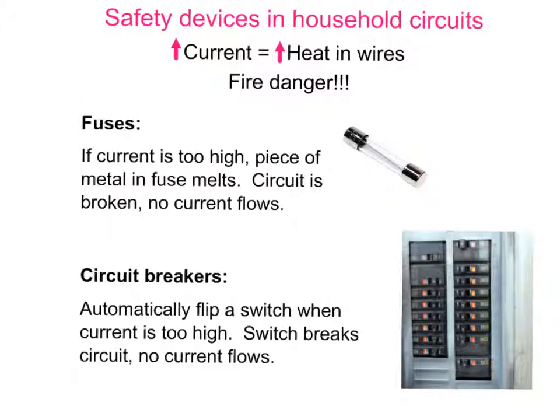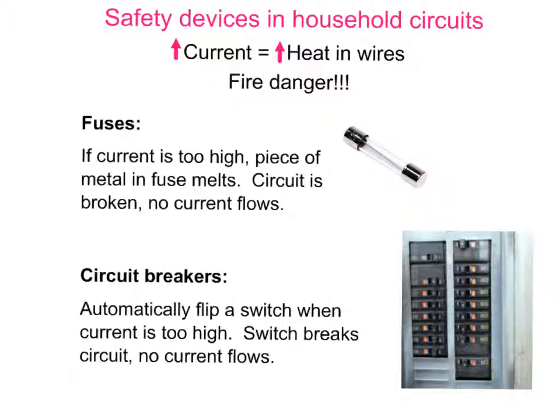Fuses are one, and this is just a little picture of a fuse, what one might look like. If the current is too high, there is a little tiny piece of metal in the fuse which melts with really high current, or dangerously high current at some level. The circuit is then broken and no current can flow. So until that fuse is replaced, you will not be able to get current flowing through that particular part of the circuit, and you cannot use your outlet.